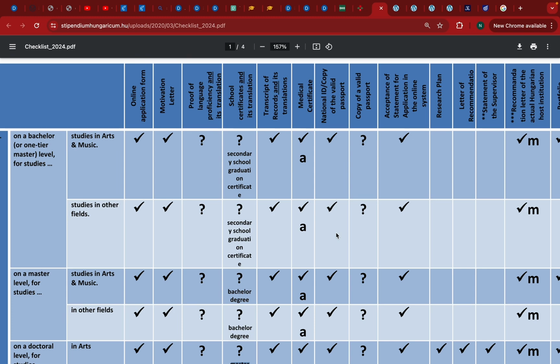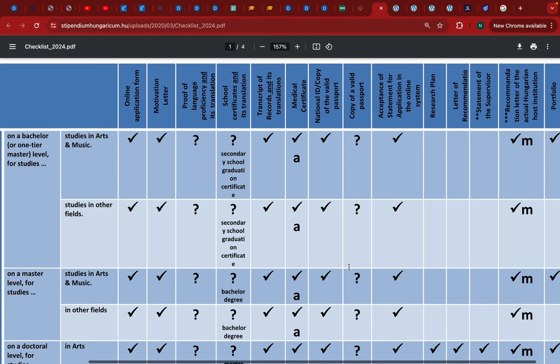The next row is national ID or a copy of a valid passport. So if you have a national ID at all levels, or if you don't have a national ID, a passport, you'd have to send a copy or a photocopy of this document by 15th January. So you can see the symbol over there, and it applies to all levels. The national ID is to prove your citizenship of the eligible countries on this program.